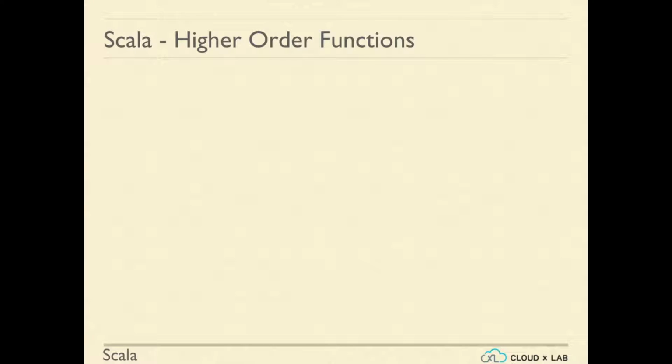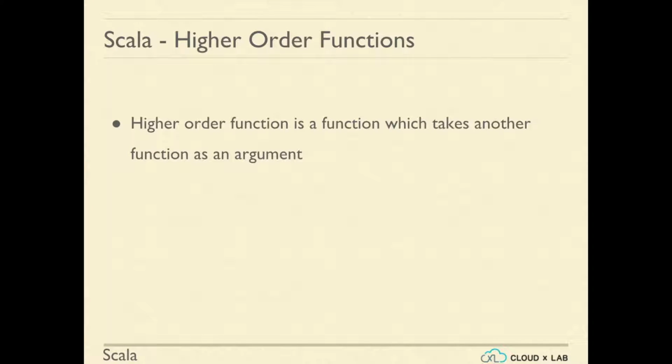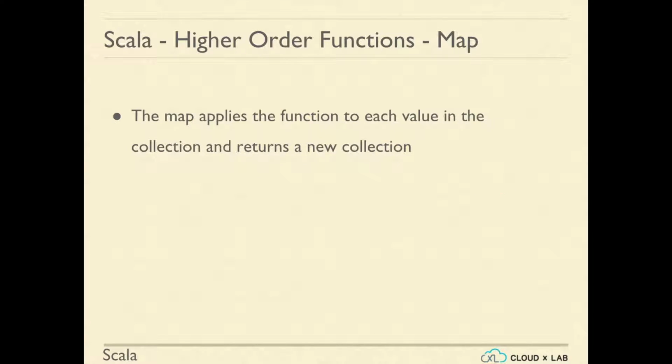In Scala, a higher order function is a function which takes another function as an argument. A higher order function describes how the work is to be done in a collection. Let's learn the higher order function map. The map applies the function to each value in the collection and returns a new collection.